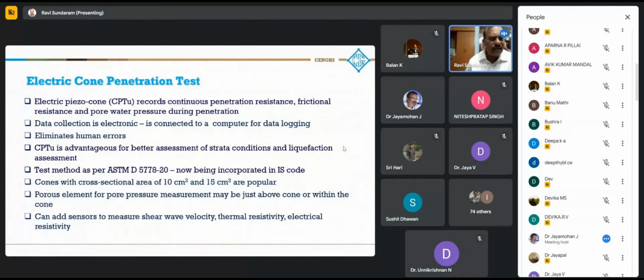So what it does is that it records continuously the penetration resistance, frictional resistance, and the pore water pressure during drilling. The data collected is electronically connected to a computer, so it eliminates human errors. And because it does continuous recording almost every 0.1 meter, you have a huge quantity of data. It is advantageous for better assessment of strata conditions, and for liquefaction assessment.